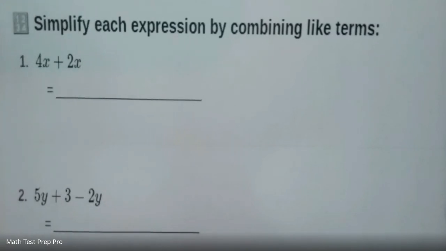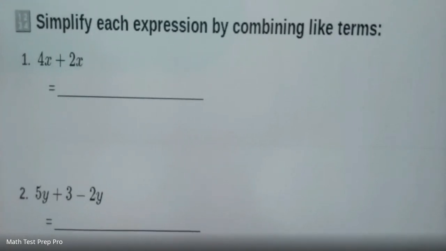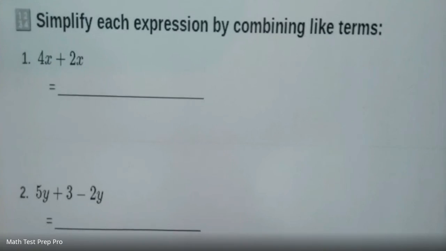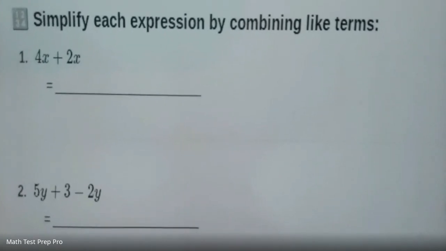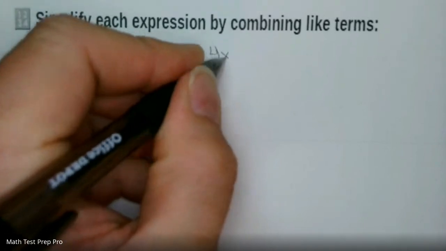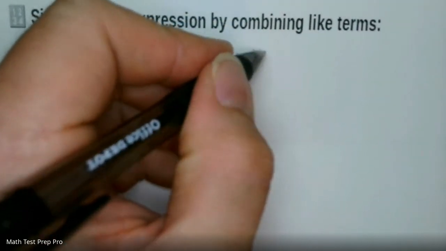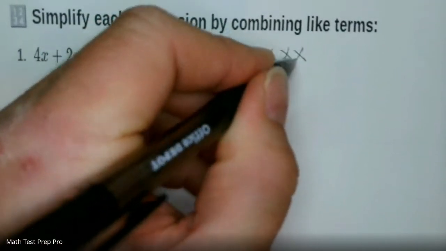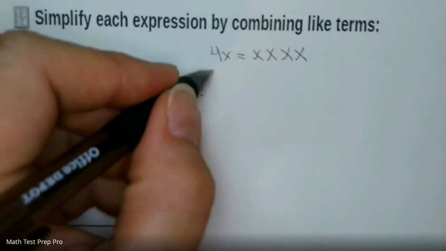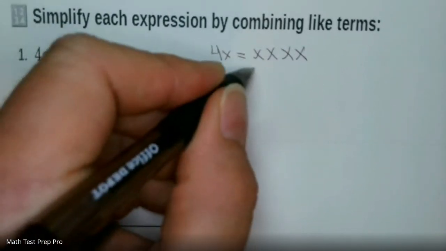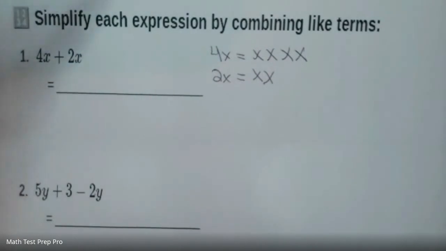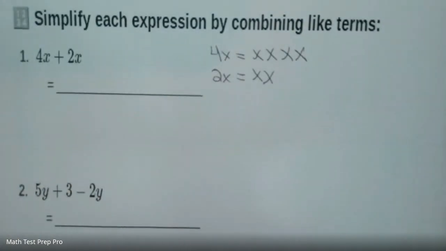All right, so let's look at the first problem. First problem is 4x plus 2x. This is a good problem to start with. I like it. Now imagine you have 4 x's on a piece of paper, right? So you have 4 x's. And you also have 2 x's right here. If you added those up, 1, 2, 3, 4, 5, 6, you get 6 x's.